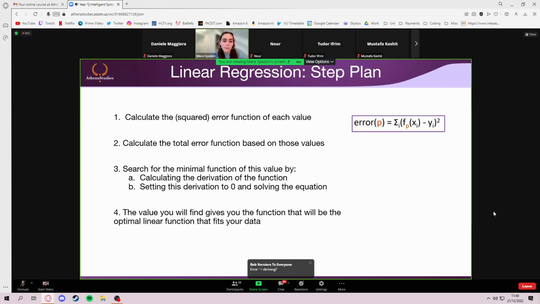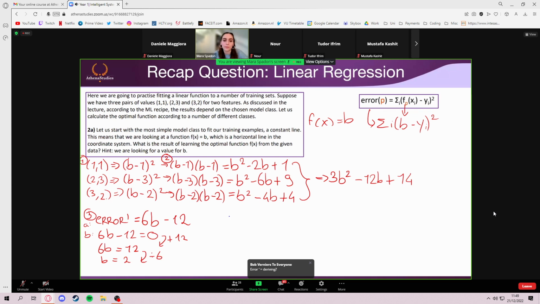Okay, last step. The value you find gives you the function that will be the optimal linear function that fits your data. We were looking for a function that looks like f(x) is b, and we found our b value. So what is our optimal fitting line for this data? Yes, I see here people saying f(x) is 2. Exactly.